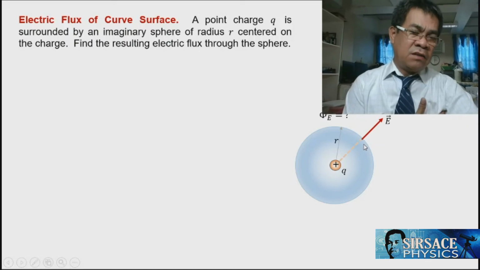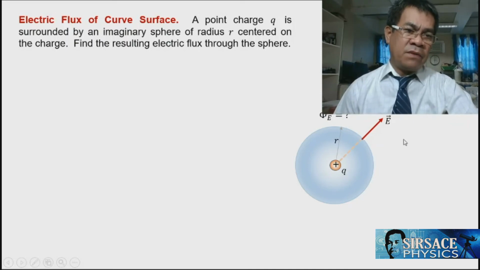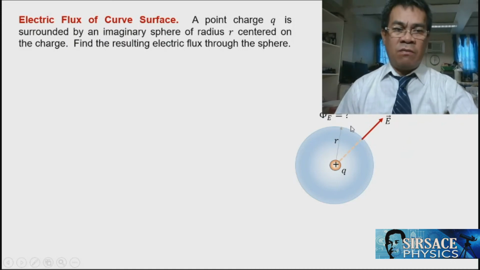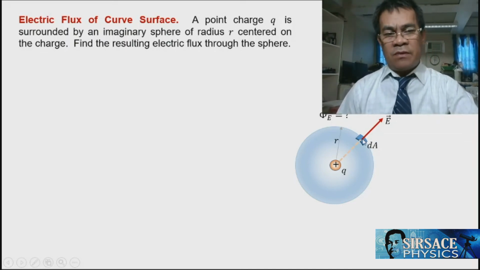The electric field of a point particle at radius r is 1 over 4 pi permittivity multiplied by the charge divided by the square of r. Let's go back to your old books. Therefore, we have to consider an infinitesimal area at that point.